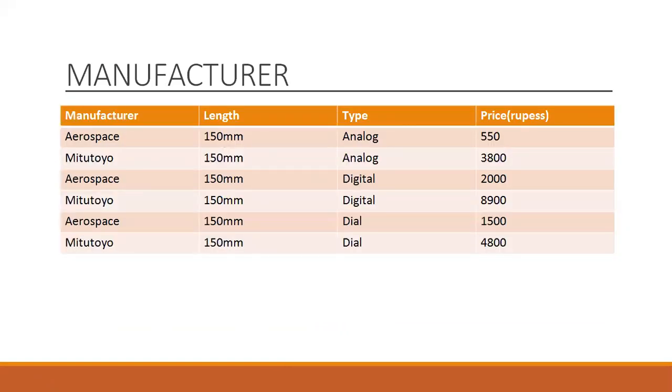Now we have said that according to manufacturer, least count varies, or you can see various differences can be there. So the various manufacturers are here: Mitutoyo Aerospace, Mitutoyo. These two famous manufacturers are here. These provide the vernier calipers with the length even 150 millimeter. There are analogue type, digital type, and dial type. Various prices are there in rupees.